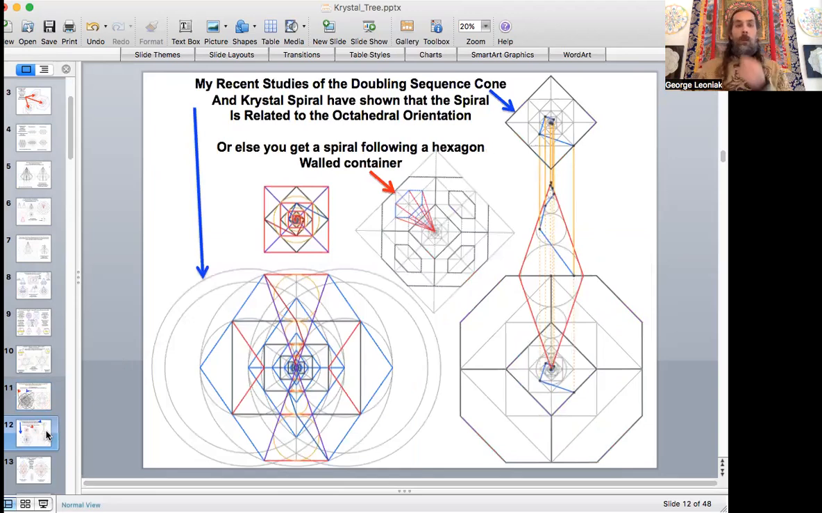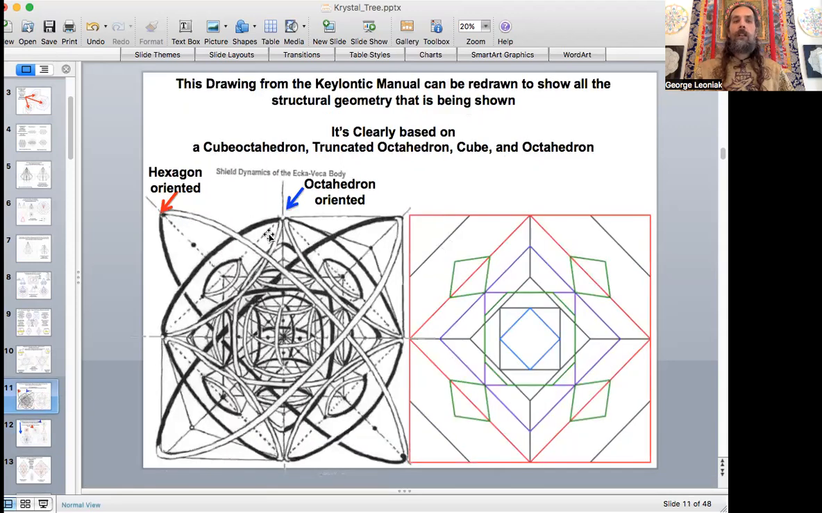Okay, so I wanted to show you some of the recent studies I had with the doubling sequence cone, just because I've been mentioning it a lot. But if you haven't previously seen those videos and how I came up with some of these diagrams, it was basically looking at that truncated octahedron, right? And remember, this is the same truncated octahedron shape that I just showed you previously here. These are these ovals. This is the same truncated octahedron. That's it right over here.